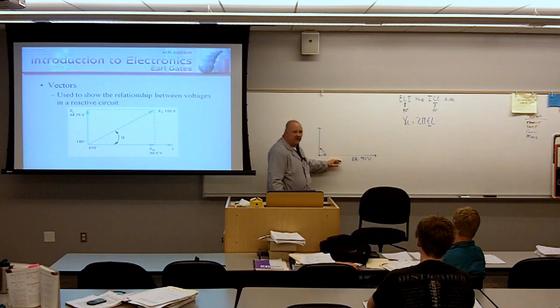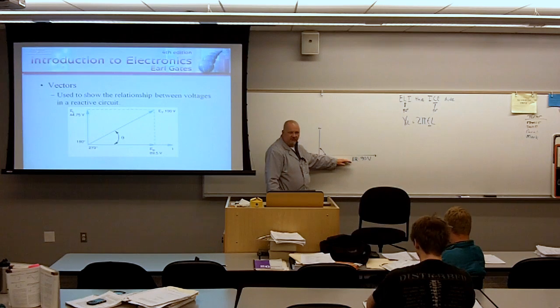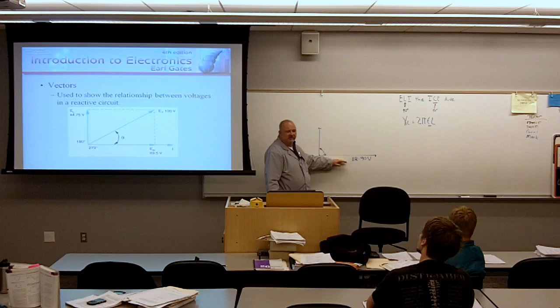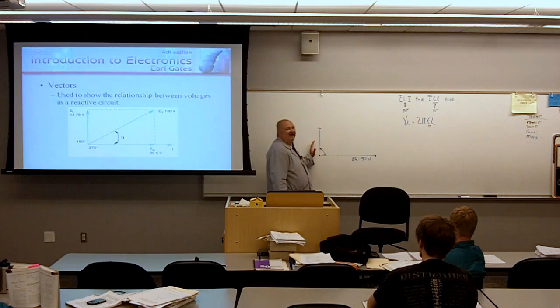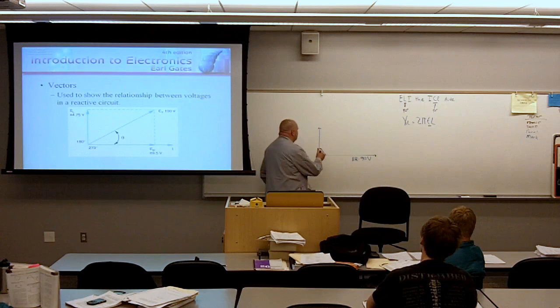how much phase shift is there through the resistor? How much phase shift does a resistor have? It's not a trick question. Zero. 0 degrees of phase shift through the resistor. How much phase shift is there through the inductor? 90. So this is what I'm drawing right here. Make sense?